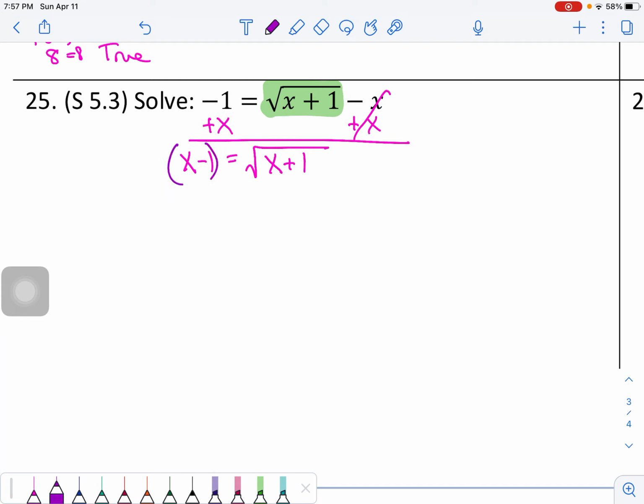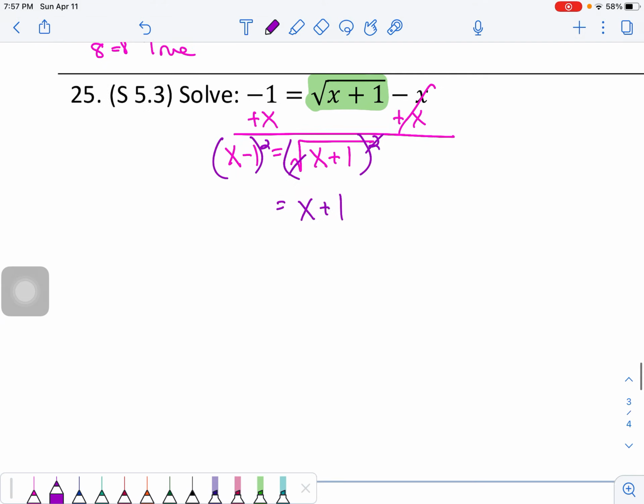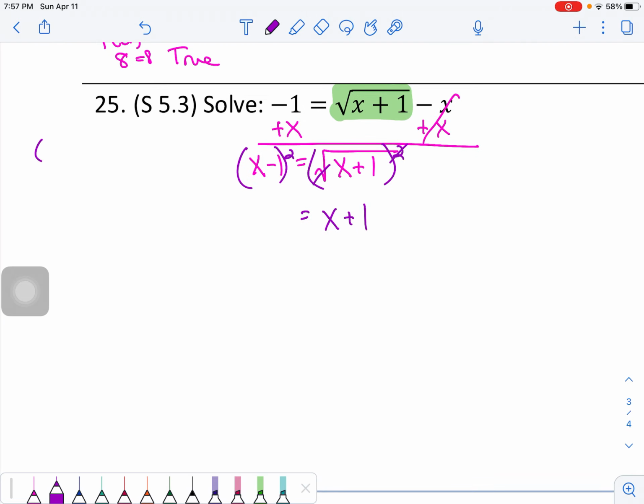The radical is now isolated. I'm going to square both sides. Okay, so square and square root cancel. I've got x plus 1 on the right side. On the left side, x minus 1 squared is the same thing as x minus 1 times itself. So that's going to be x squared minus an x, minus another x plus a 1. So x squared minus 2x plus 1 is what that turns into as a trinomial in simplest form.